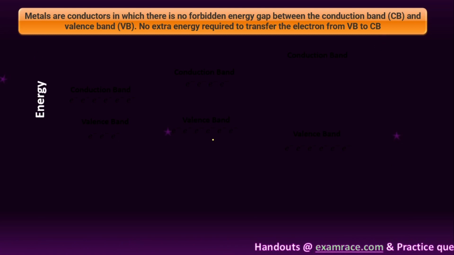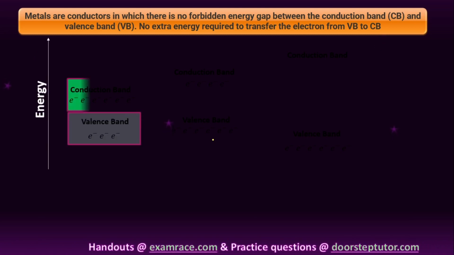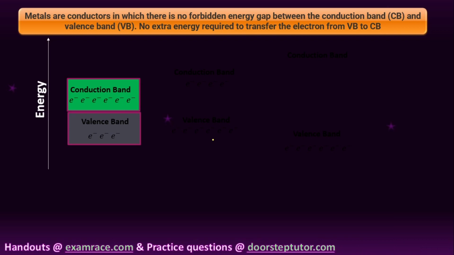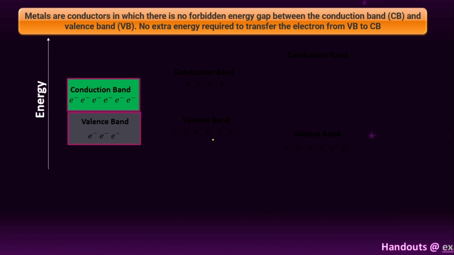We are plotting potential energy. Here this is the valency band and here this is the conduction band. So there is no forbidden energy gap. Therefore the electrons easily move from the valency band to the conduction band. Therefore metals show the conductivity property in nature, right?